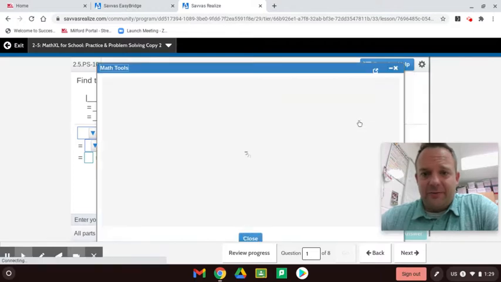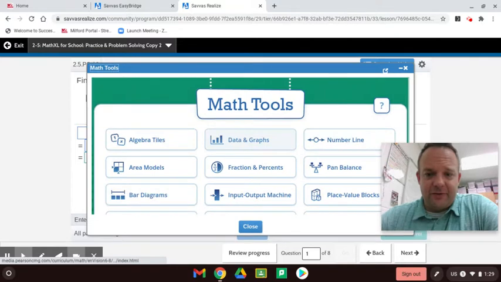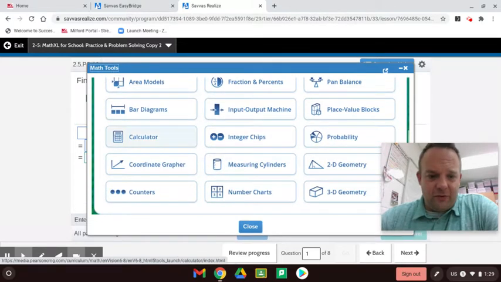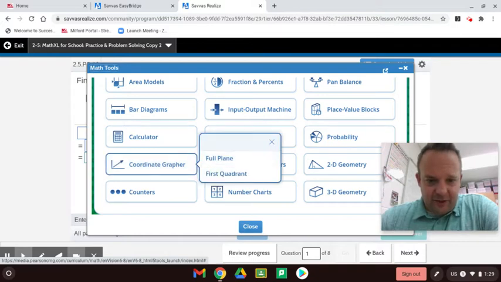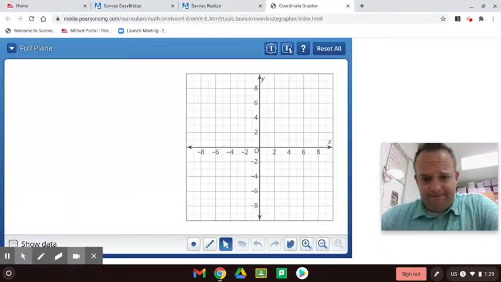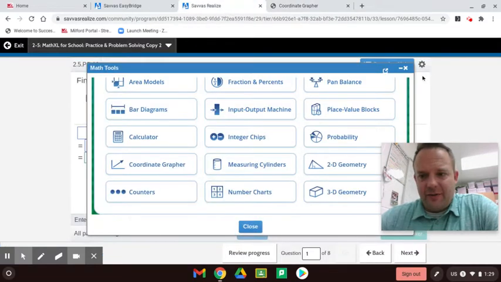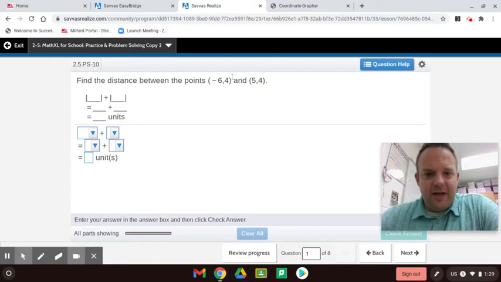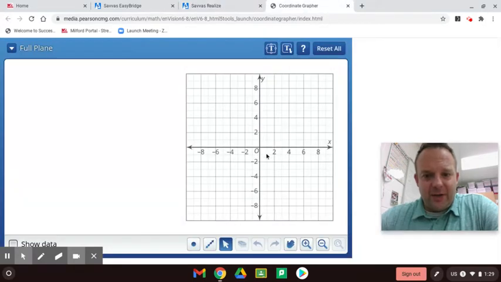So we're going to go into Math Tools, and in Math Tools, scroll down to the coordinate grapher. We're going to do the full plane. There's some window switching we're going to have to do, and we'll just deal with that. So I'm now going to X out of here. I'm going to plot -6, 4. Now, -6 was the x coordinate, so that comes first. -6, up 4. That's right here, guys.